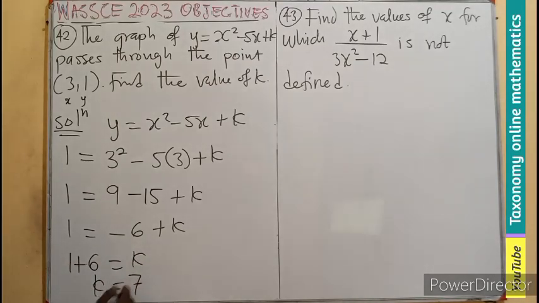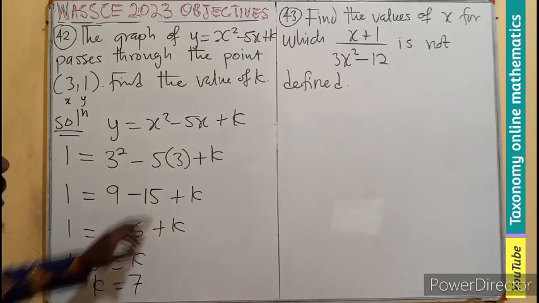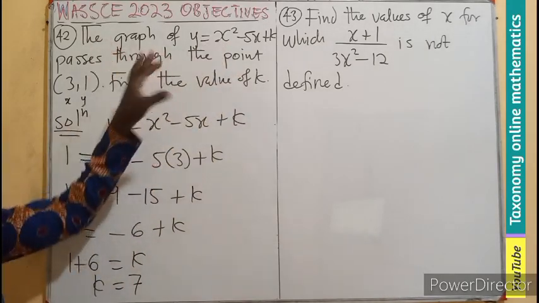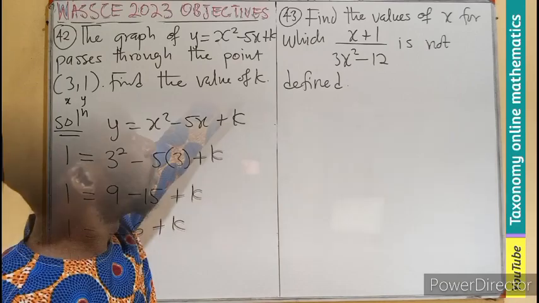K will be equal to 7. So the value of k in this equation will be 7.